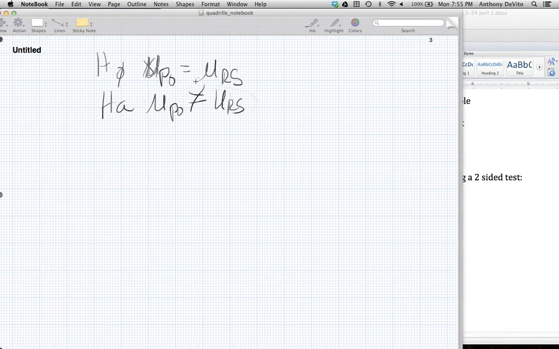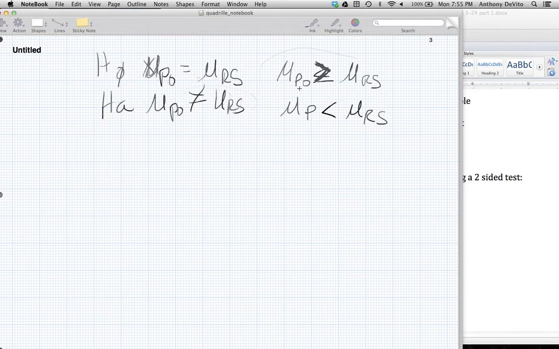If I had wanted to make it a one-sided hypothesis, maybe I want to argue that there are fewer fouls during the playoffs because they want to make the game more entertaining. So my null hypothesis would be mu during the playoffs is greater than or equal to mu during the regular season, and my alternative hypothesis is mu during the playoffs is less than mu during the regular season. These are mutually exclusive.